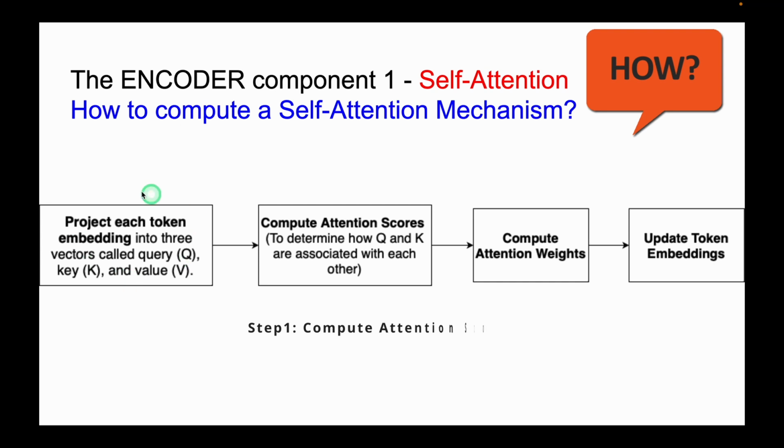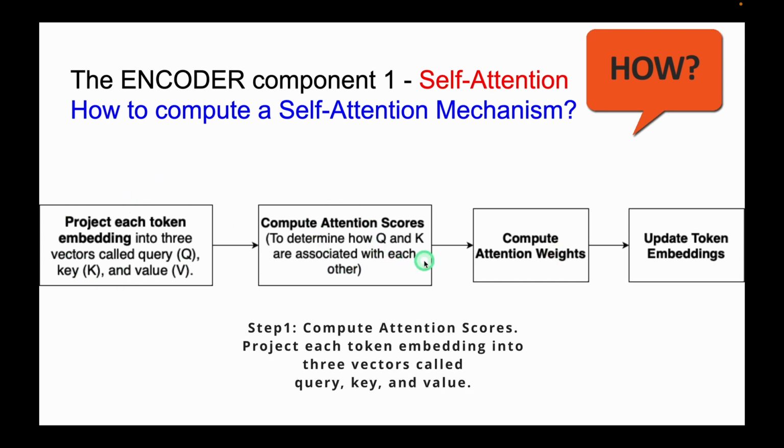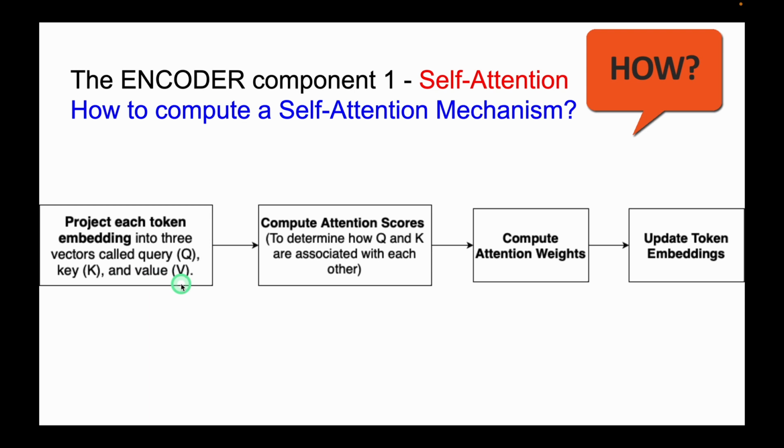Step 1 is that we have to compute something called attention scores. To compute attention scores, we have to project each token embedding into 3 vectors. These 3 vectors are called query, key and value: Q, K and V. Q stands for query, K stands for key and V stands for value.